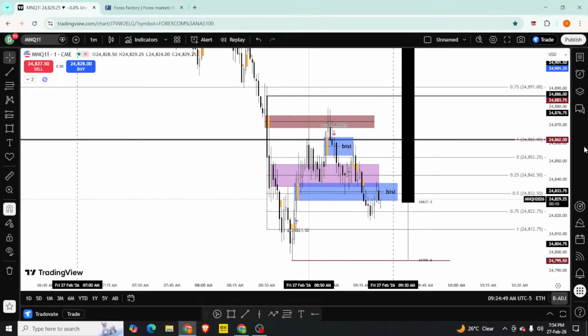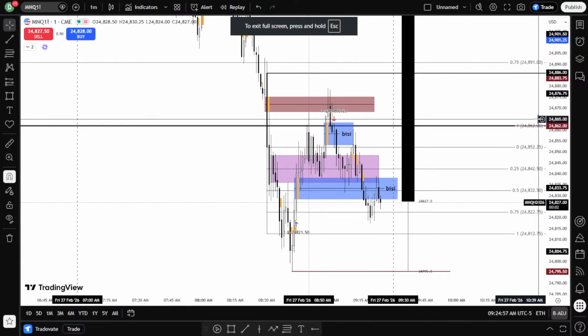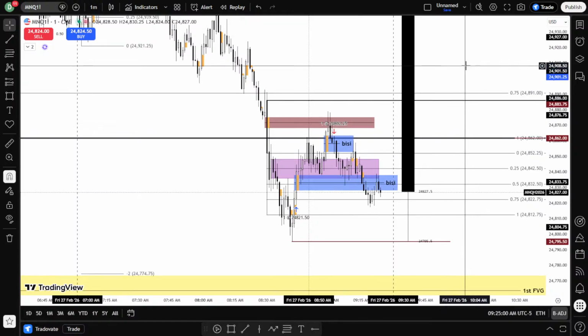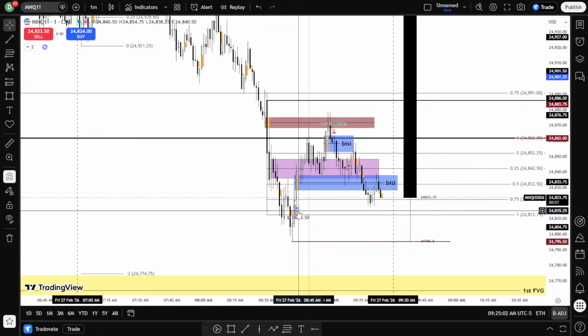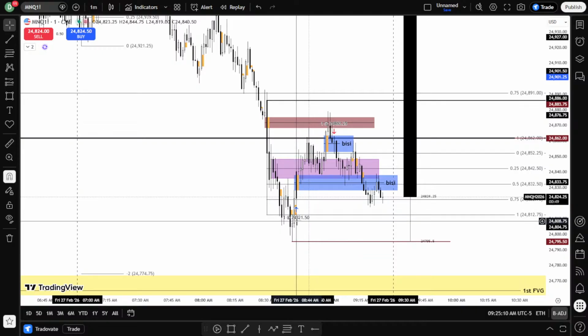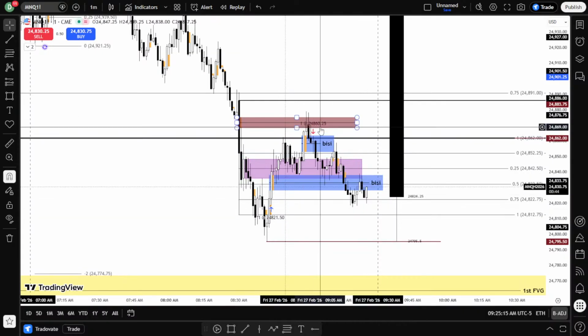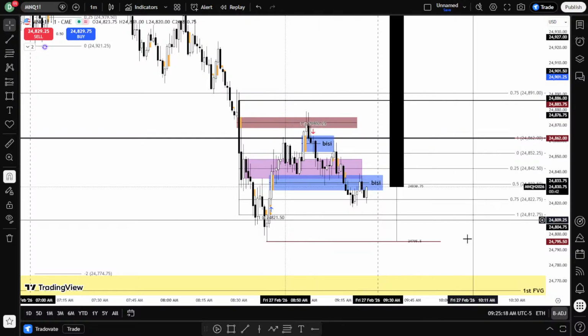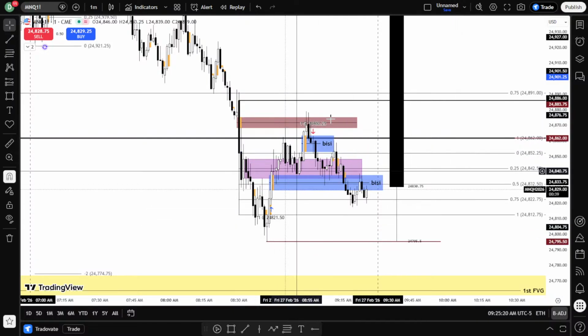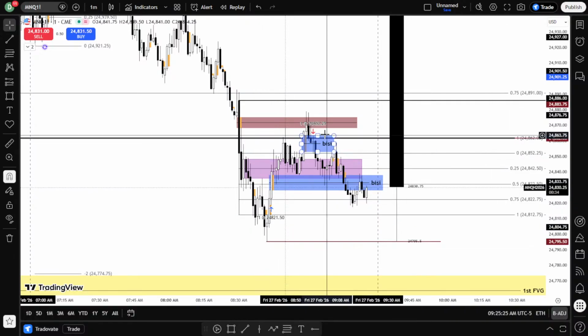Okay, so we are live and let's see how we open at 9:30 today. This is the trade which I have done. $40 scalp. Let's see how it opens at 9:30 and I will explain the logic of this trade.